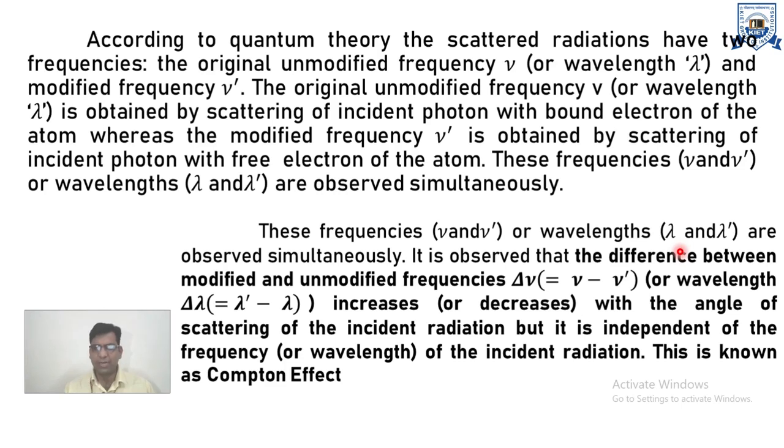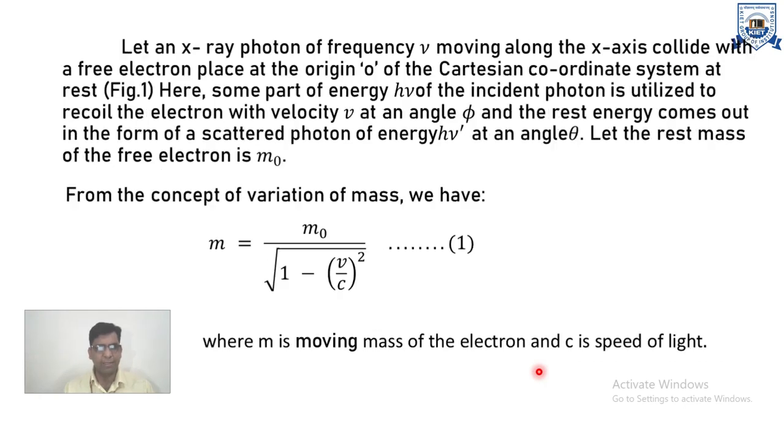It is observed that the difference between the modified and unmodified frequency is delta nu, nu minus nu dash, or in terms of wavelength, lambda dash minus lambda. It increases with the angle of scattering of the incident radiation, but it is independent of the frequency of the incident radiation. This is also the Compton effect.